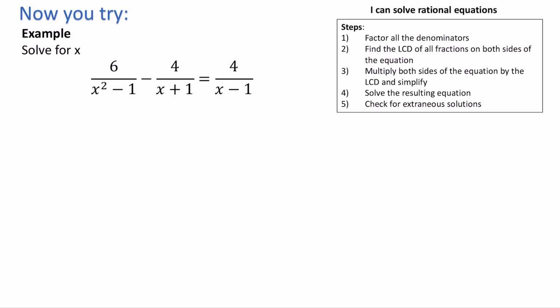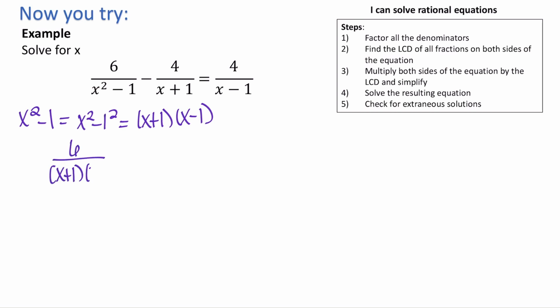So now you can go ahead and pause the video and try this example on your own. So when we do this, we're going to look for the LCD. So in this first rational expression, we need to factor it. This is the difference of two squares. So this is going to be x plus 1 times x minus 1. So we're going to go ahead and rewrite this as 6 over x plus 1 times x minus 1, minus 4 over x plus 1 equals 4 over x minus 1.